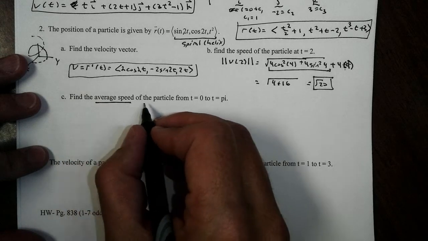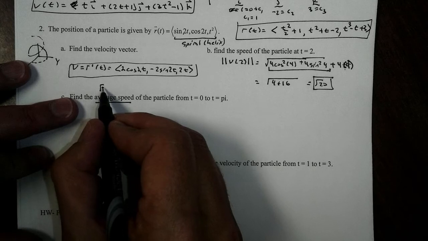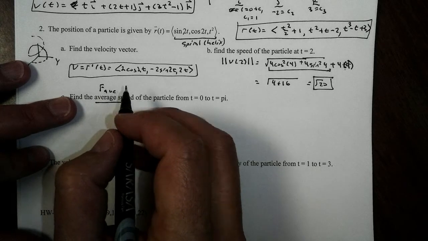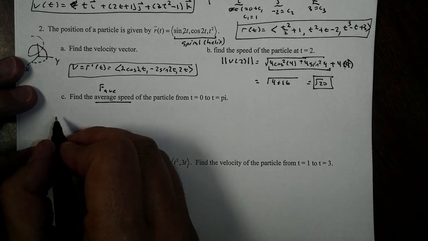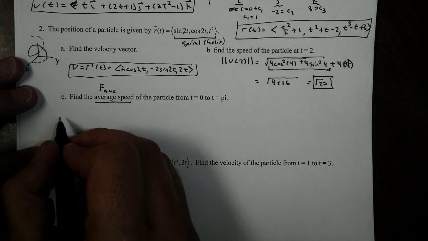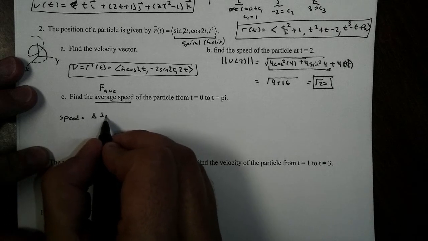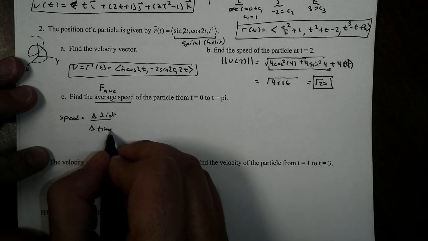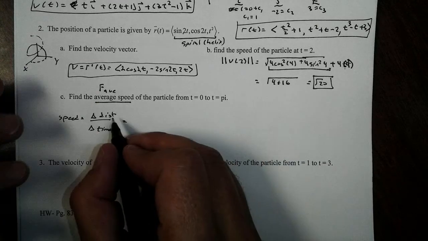Alright, part C says find the average speed. Oh no, this should sound kind of familiar for us, right? Average speed, that's right. Some people say it's their fave. Maybe not. Okay, so to remember to get average speed, how do we find speed? Speed is the change in distance over your change in time. So we got the time, 0 to pi. That's pretty easy. But how do we get the change in distance?